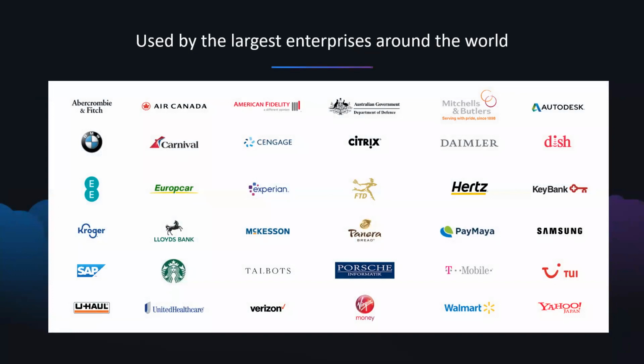These are the largest enterprises around the world using Dynatrace. You can name any company that is a very big fish, as we used to say. All the companies are utilizing Dynatrace: BMW, Carnival, Air Canada, Citrix, Mercedes, Daimler, Dish, Autodesk, Samsung, Yahoo, Virgin Mobile, Bell Canada, Porsche. Everyone is using Dynatrace. Walmart, T-Mobile, all of them are using Dynatrace. And there are more than that; this is just a screenshot I took.